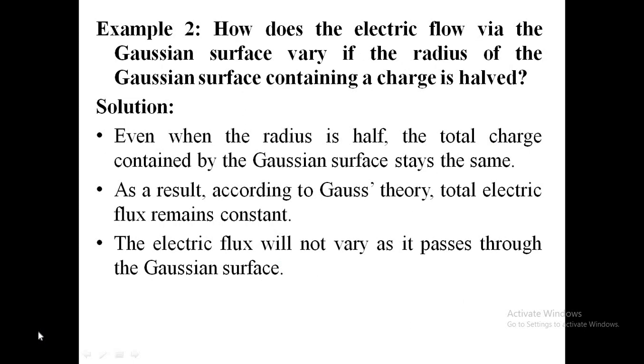Example 2. How does the electric flux via the Gaussian surface vary if the radius of the Gaussian surface containing a charge is halved? Even when the radius is halved, the total charge contained by the Gaussian surface stays the same. Hence, according to Gauss theorem, total electric flux remains constant. The electric flux will not vary as it passes through the Gaussian surface.